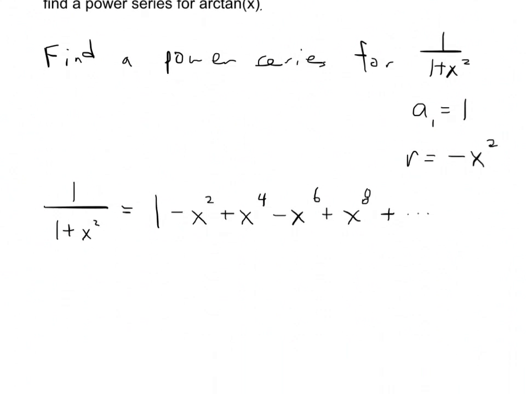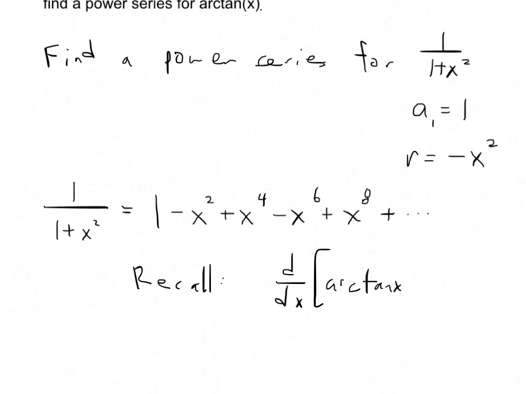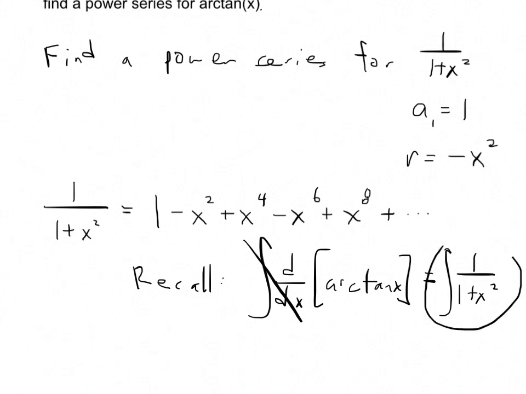Well, the idea is, if we recall that the derivative of arctan x is 1 over 1 plus x squared, couldn't I take the antiderivative of both sides? When I take the antiderivative, I'm effectively going to find that the antiderivative of 1 over 1 plus x squared is arctan, is this thing that I've been looking for. So now all I have to do is take the integral of 1 over 1 plus x squared, which means take the integral of this, right?